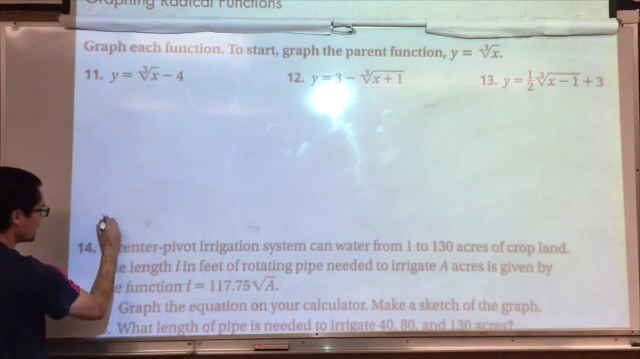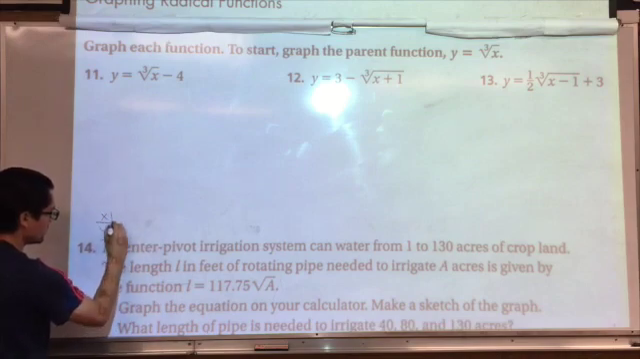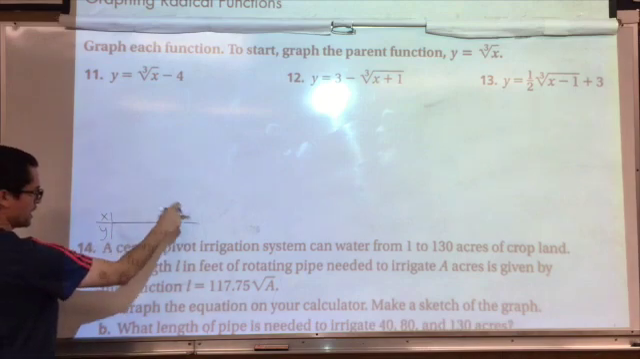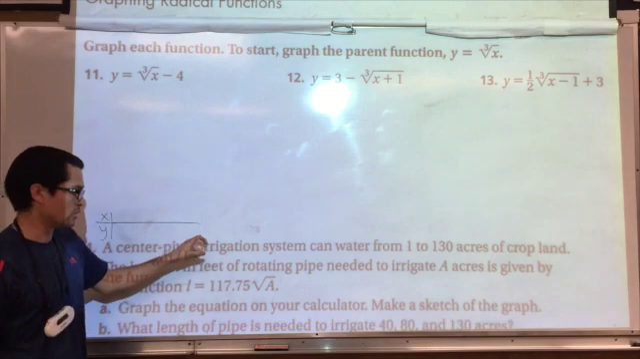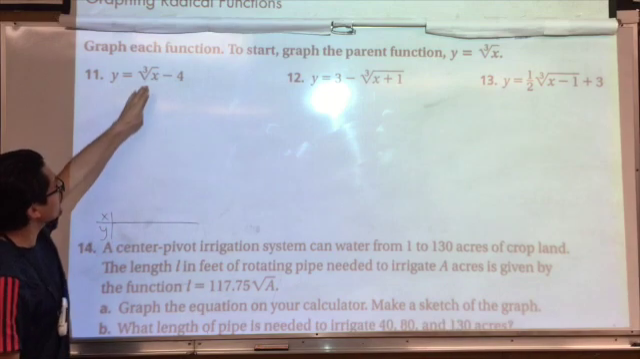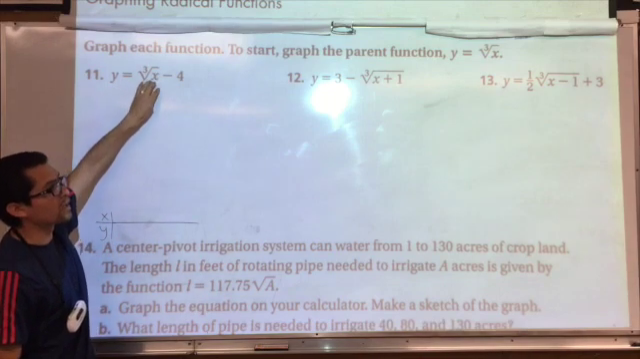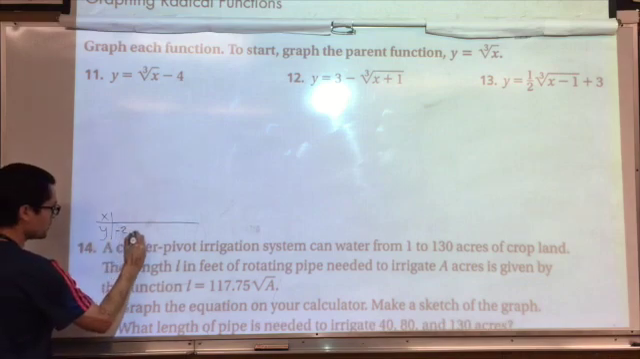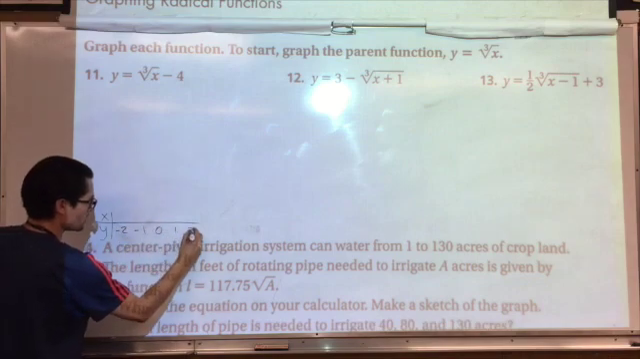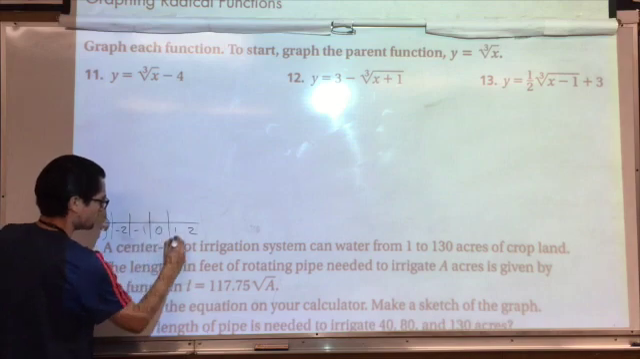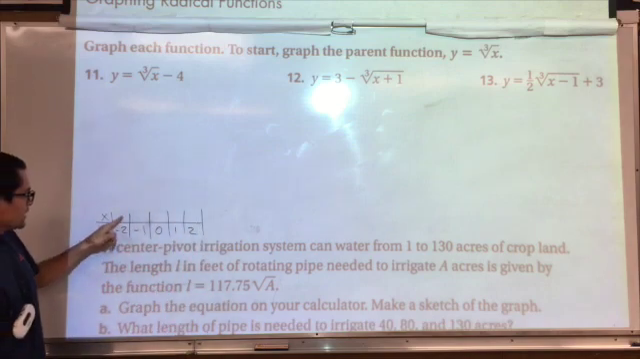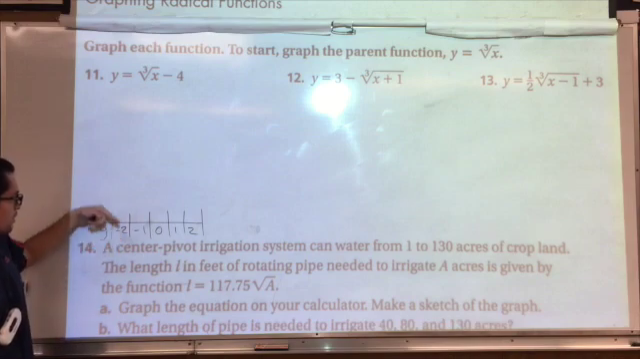For cube root, your table looks like this every time. You're not going to do 0, 1, 4, 9. You're not going to do 0, 1, 2, 3. In cube roots, we can have negatives. Negatives are okay in cube roots. So what you're going to have is negative 2, negative 1, 0, 1, and 2 for your y values. For your x values, just think what is the cube of those numbers.